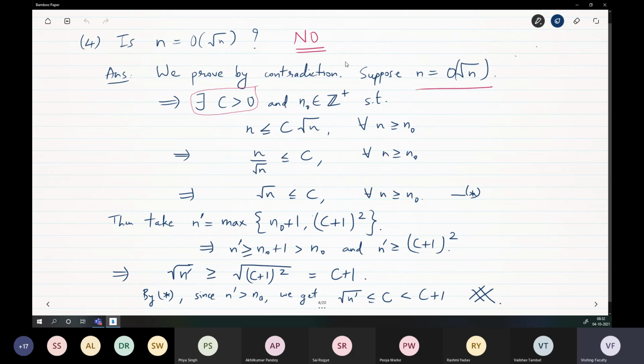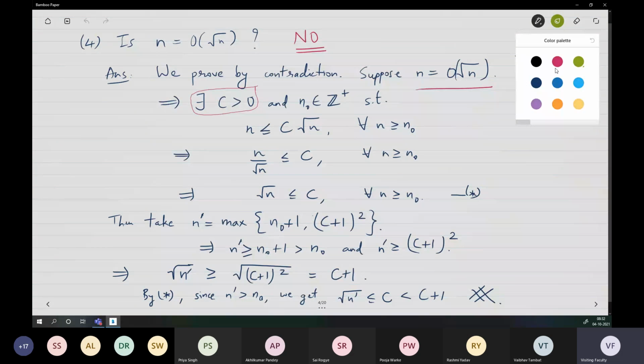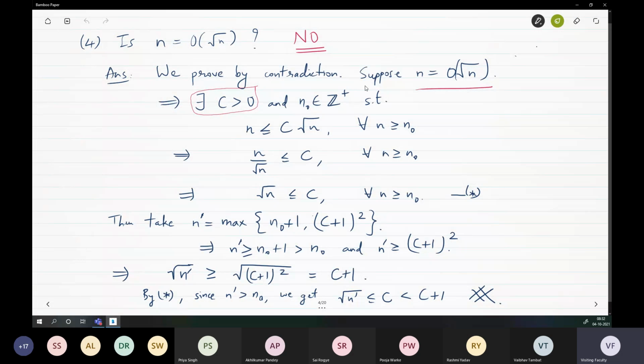What does that say by definition? There is a c greater than 0 and n naught such that n is less than or equal to c times square root n for all n greater than or equal to n naught. Is this much clear? First line. Yes. We are just supposing that this is true, and therefore by definition we get this.